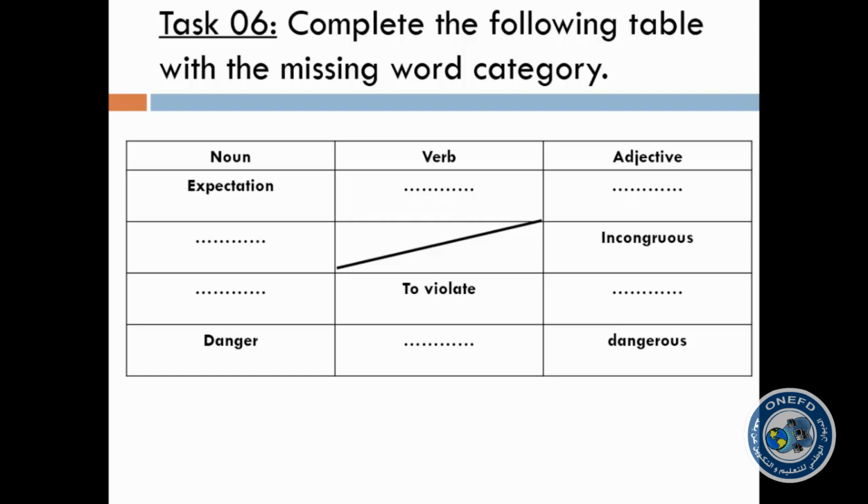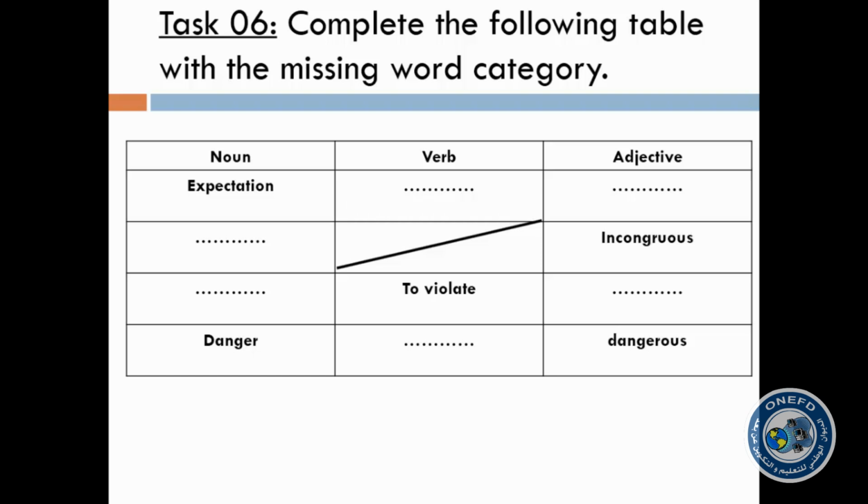And also in this task we are dealing with derivatives. So what verb do we derive, for example, from the noun expectation, and what adjective do we derive from the verb of the noun expectation? So we read the words in the table. You have the noun expectation, you look for its verb and adjective, and we have the adjective incongruous.